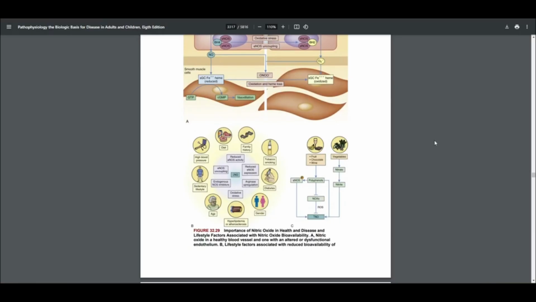So here we can take a look at the importance of nitric oxide in health and disease and lifestyles associated with nitric oxide.